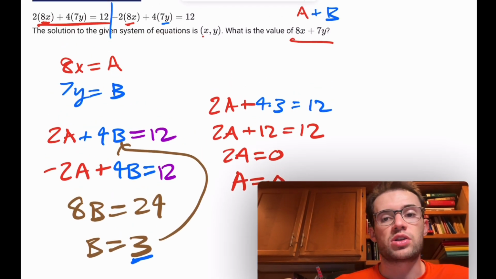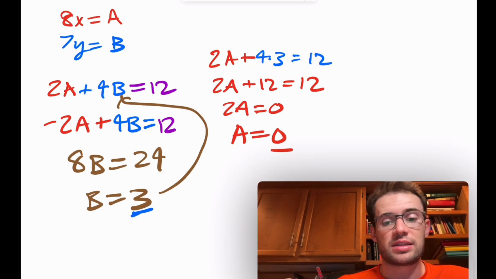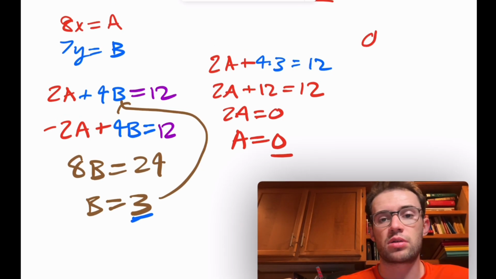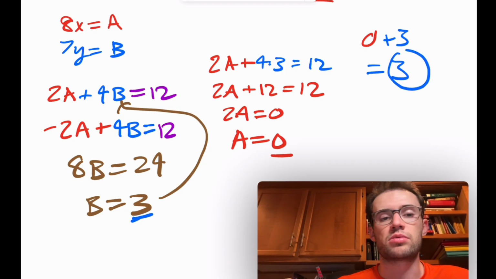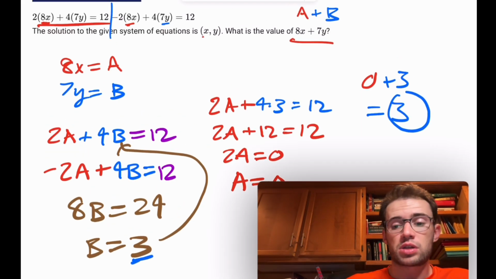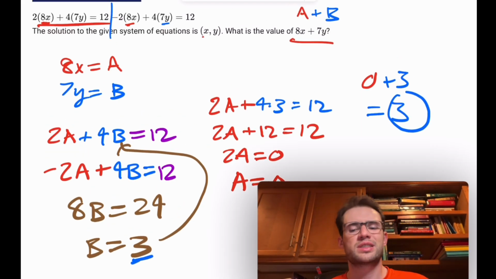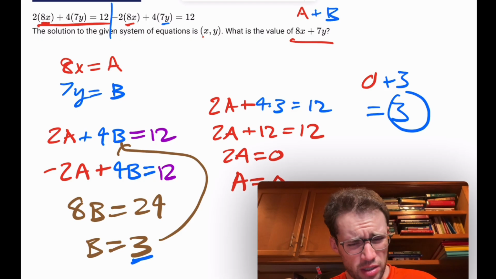All right, so a plus b is just 0 plus 3. 0 plus 3 is 3. 3 would be our answer. That's a perfectly good way to do it there. Now, sometimes there will be ways that you can manipulate it so that you just, without even solving for one of the variables and then the other one, you can just get directly to that answer. So the a plus b, or you think of it as 8x plus 7y. I guess there could be a way to do this.